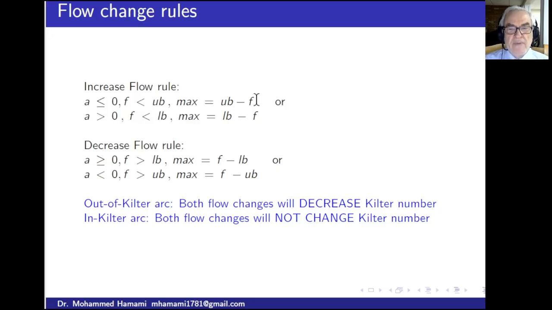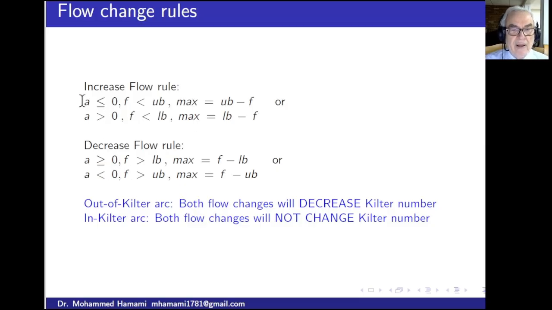By UB minus F, not up to, by UB minus F. So therefore, the flow will be equal to UB, upper bound. And same thing if A is positive and F is less than LB, I can increase the flow up to LB. So the maximum increase is LB minus F.